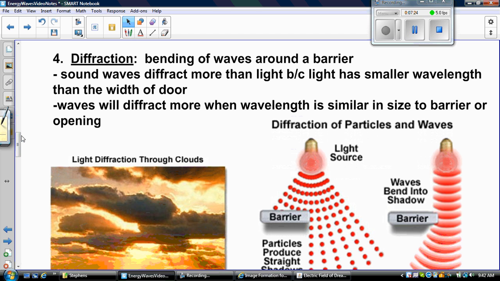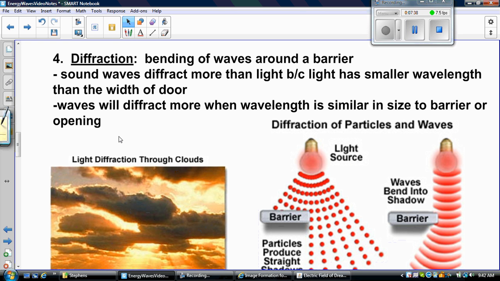The last one is diffraction. This is also a bending of waves, but it's bending of waves around a barrier. So this is when light rays hit a barrier. Sound waves diffract more than light rays because they have smaller wavelengths.